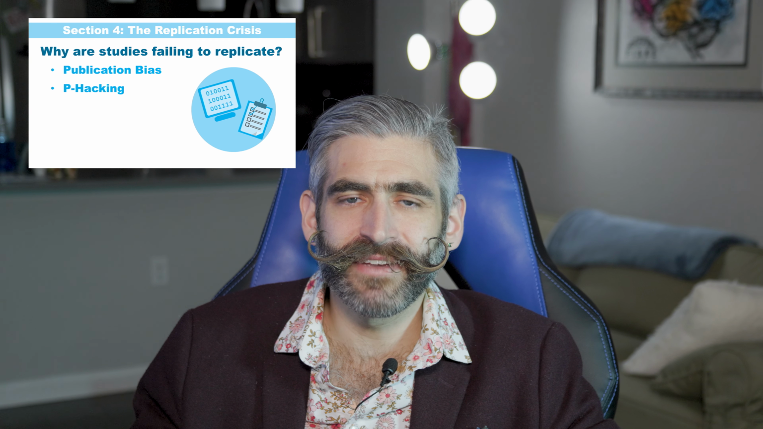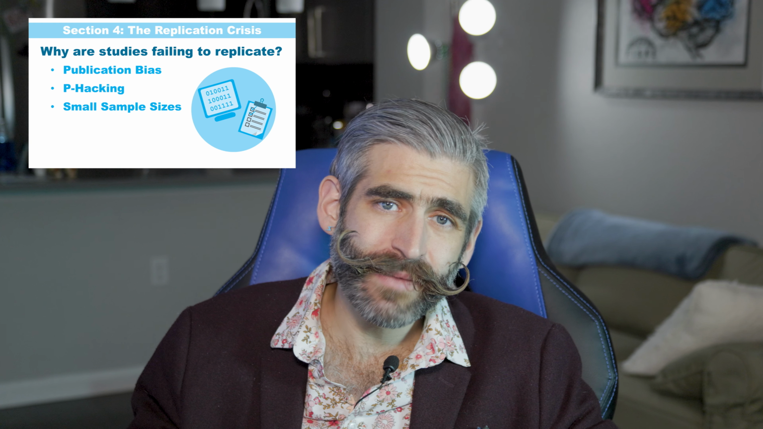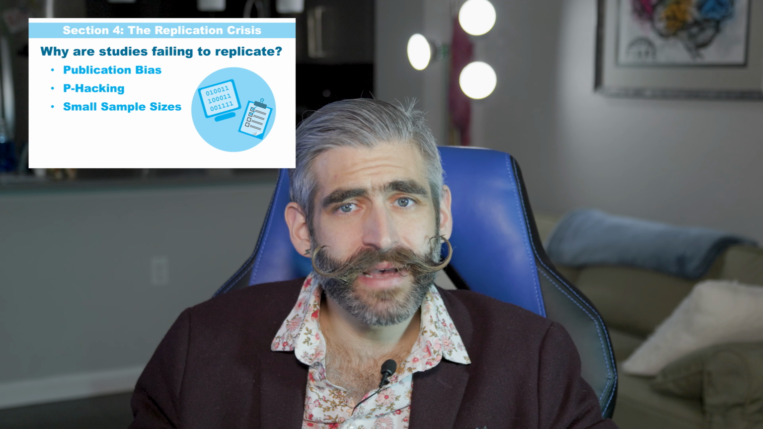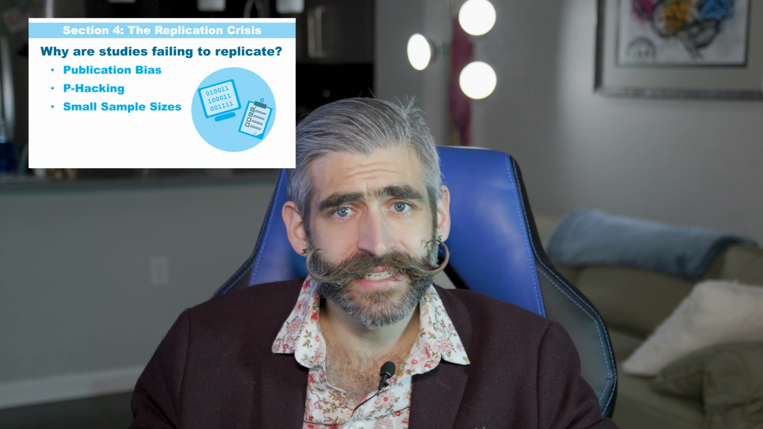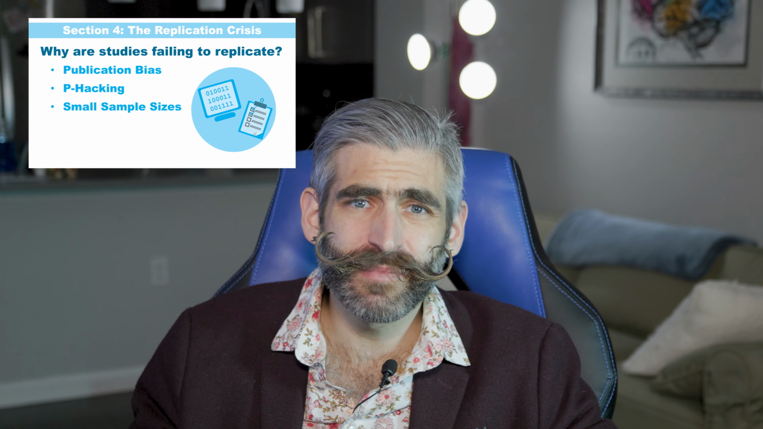These behaviors can lead to findings that seem statistically significant, but might not hold up under scrutiny. Next is small sample sizes. Small samples can produce unreliable results because they don't adequately represent an entire population. For example, a study with 20 participants might show a strong effect just by chance, but if you repeat it with 200 participants, that effect might disappear.